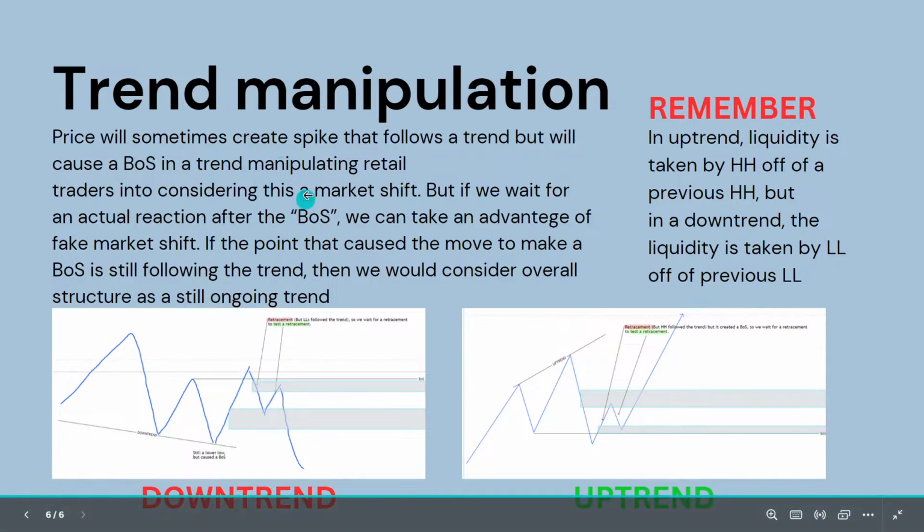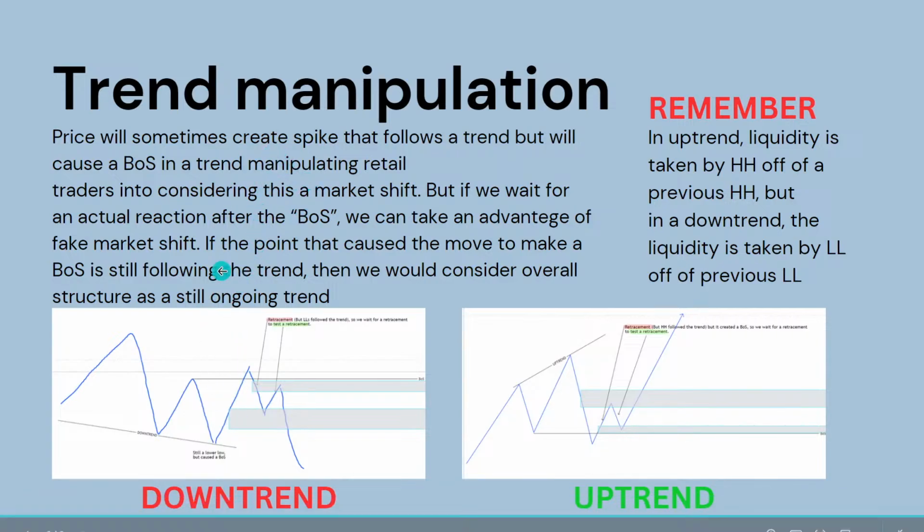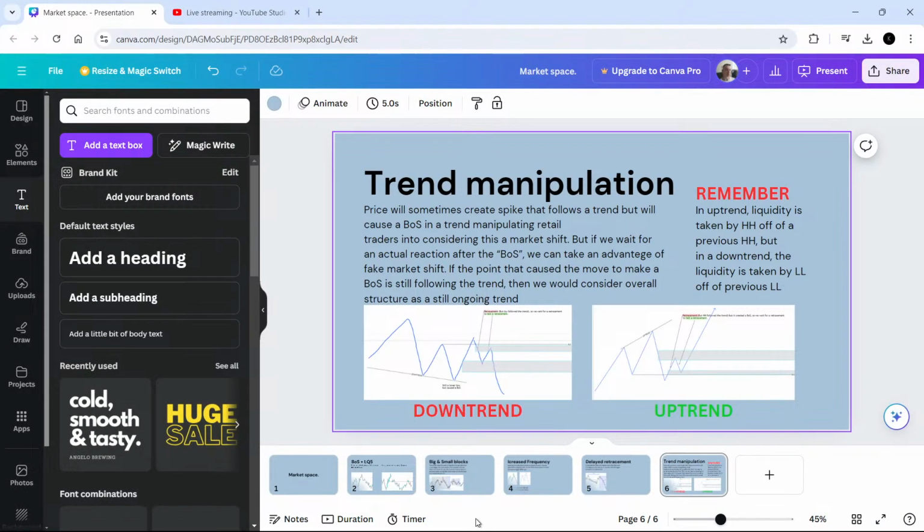Okay, yeah. So I didn't even need to write this down. It's already here. But anyways, better make sure. If the point that caused the move to make a breakout structure is still following the trend, then we can consider the overall structure as a still ongoing trend. Okay. Now I wanted to test it out.